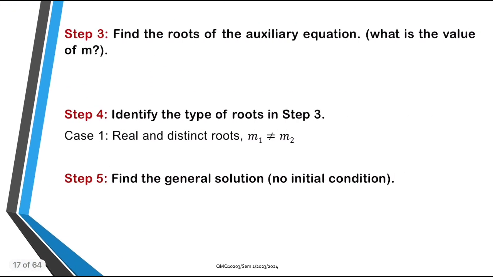Step number 3, find the roots of the auxiliary equation. So for the roots, we can factorize m. So we have m(3m plus 1) equal to 0.